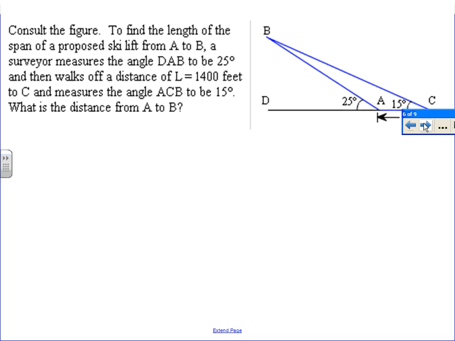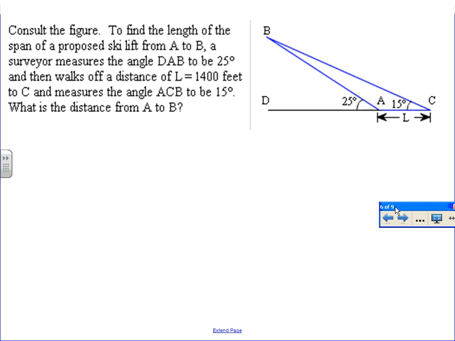Alright, let's look at this. Now here again you've got a picture, so it's not really that difficult. It says to find the length of the span of a proposed ski lift from A to B, the surveyor measures angle DAB to be 25 degrees and then walks off the distance L, which is 1,400 feet, to C to measure the angle ACB to be 15 degrees. So what is the distance from A to B?